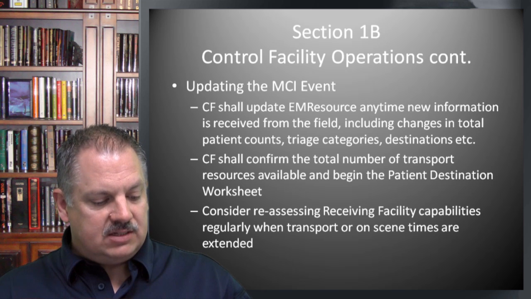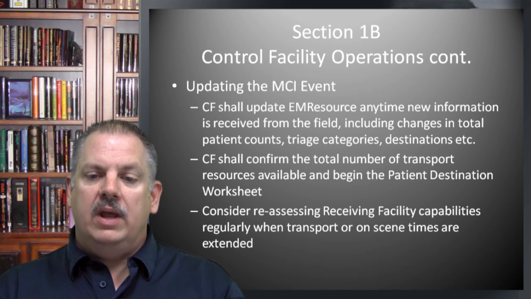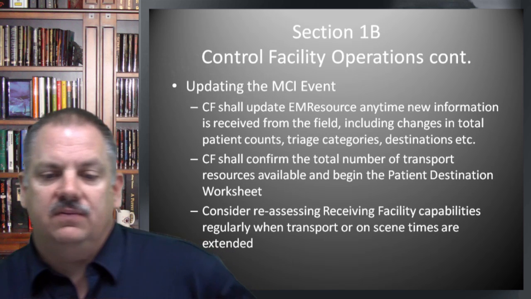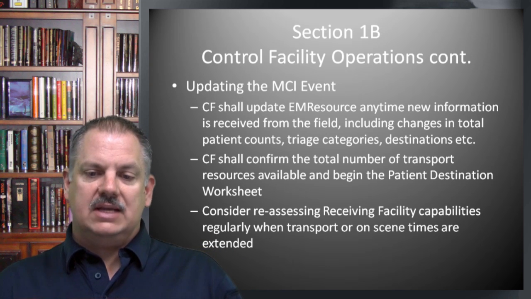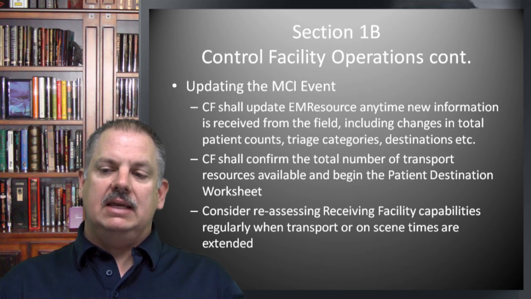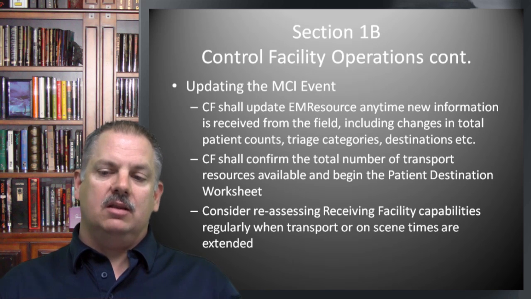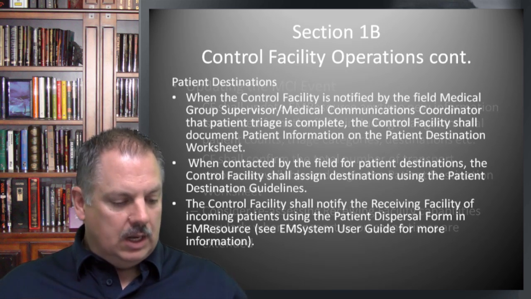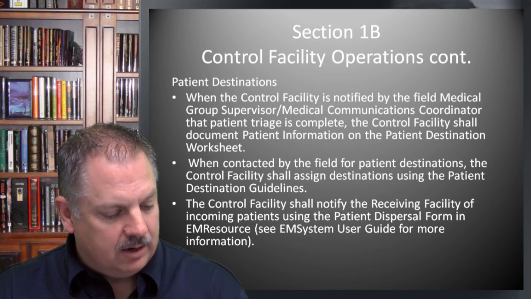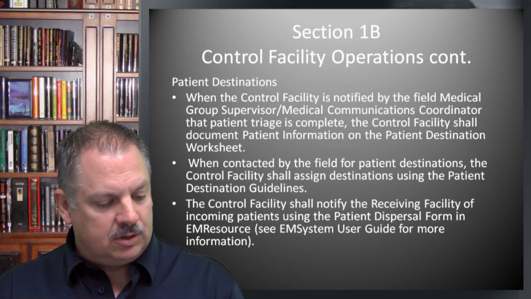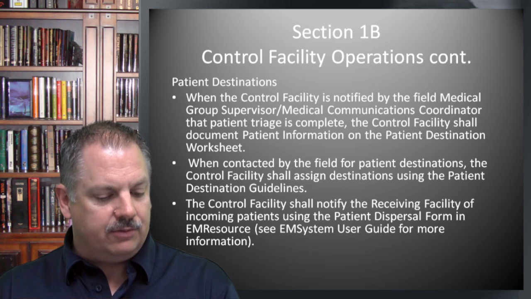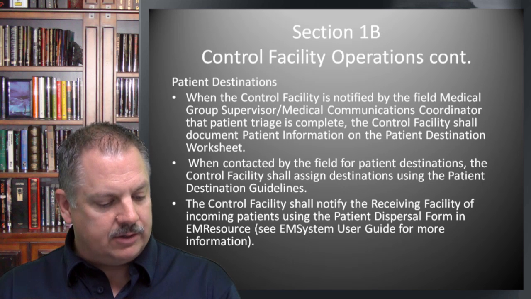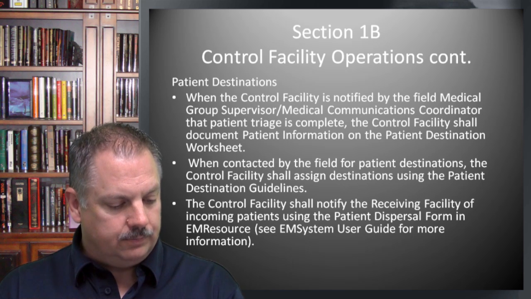Okay, so for patient destinations, when the control facility is notified by the field group supervisor or their designee that the patient triage is complete, the control facility shall document the patient information on their worksheet. So what you might hear is, for example, Butte Control, this is East Avenue Medical. We have 3 immediates, 3 delayed, and 6 minors. Where would you like them to go?